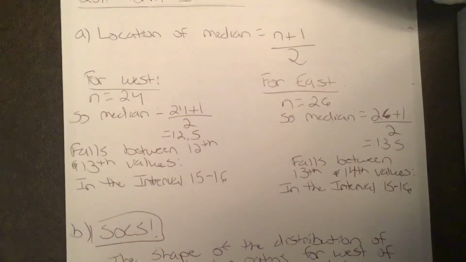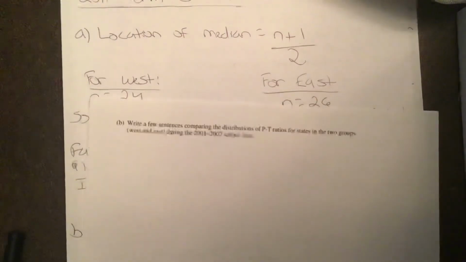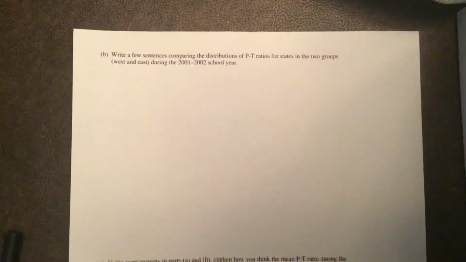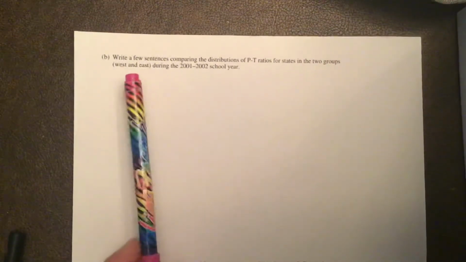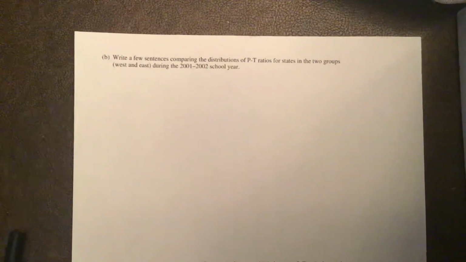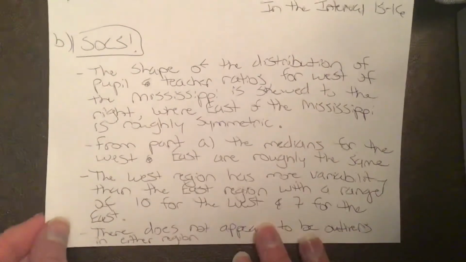All right, so that's part A. Then part B is a classic SOX question. Part B says, write a few sentences comparing the distributions of PT ratios for the states in the two groups, West and East, during the 2001-2002 school year. You can even see on my answer here, I wrote SOX.